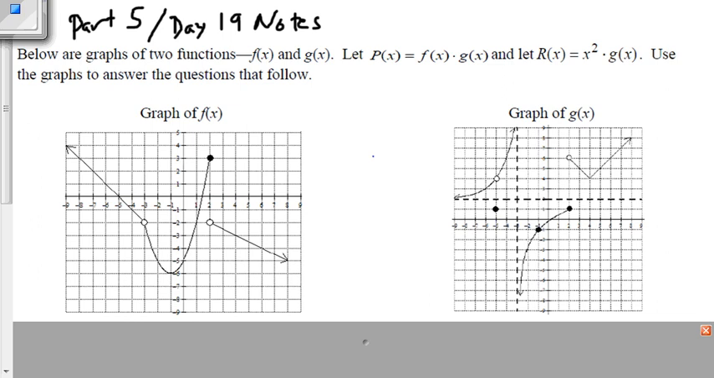Okay, we're given two graphs, the graph of f(x) and the graph of g(x), and we're given some information. Let p(x) be the product of f(x) times g(x), and r(x) be x squared times g(x). So let's answer some questions.